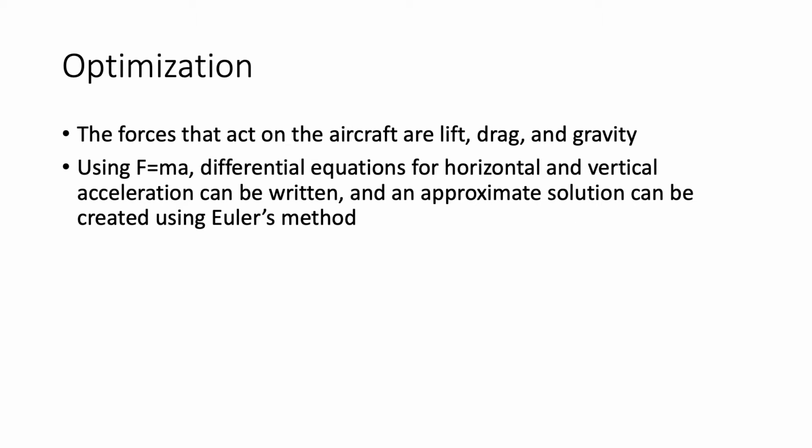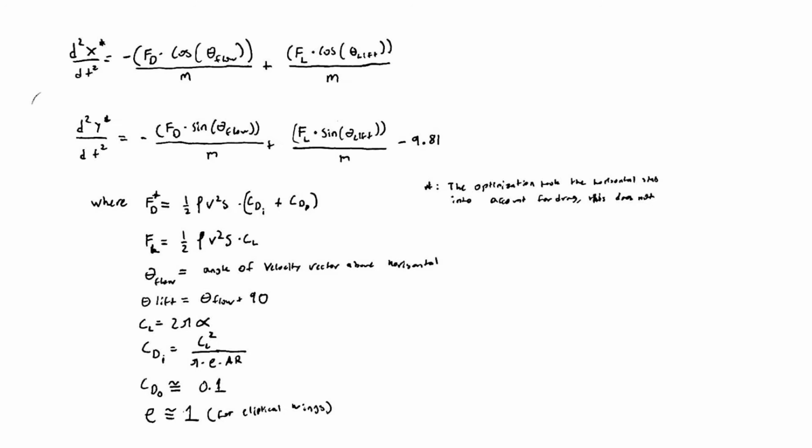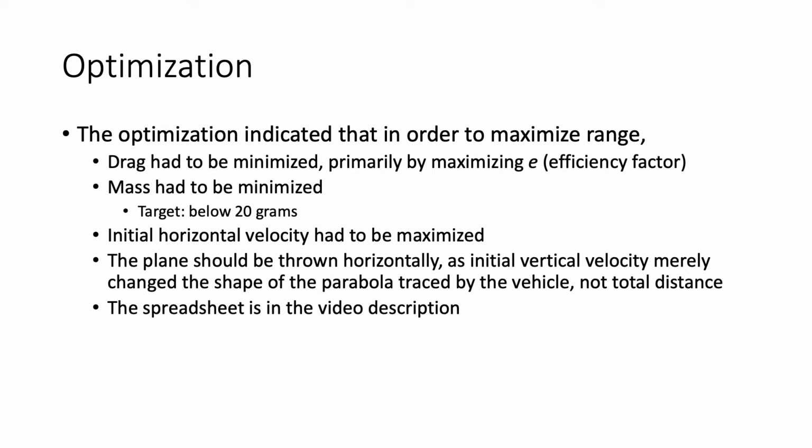The forces that act on the aircraft are lift, drag, and gravity. Using Newton's law F equals ma, differential equations for horizontal and vertical acceleration can be written, and approximate solutions for velocity and position can be created using Euler's method. The optimization indicated that in order to maximize range, drag had to be minimized, primarily by maximizing E, the efficiency factor. Mass had to be minimized. I set a target of less than 20 grams, and initial horizontal velocity had to be maximized. However, the plane should be thrown horizontally, as initial vertical velocity merely changed the shape of the parabola traced by the vehicle and did not impact the total distance flown.